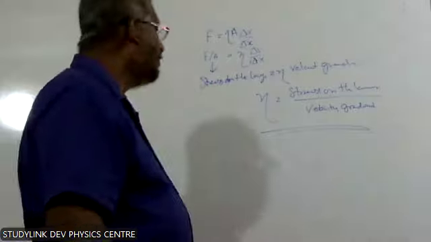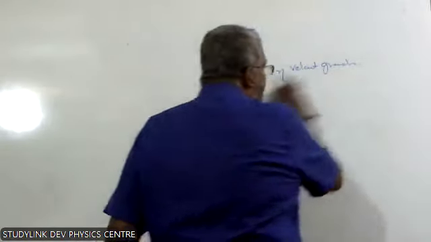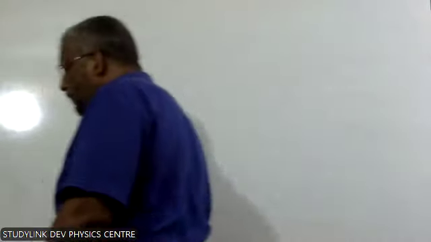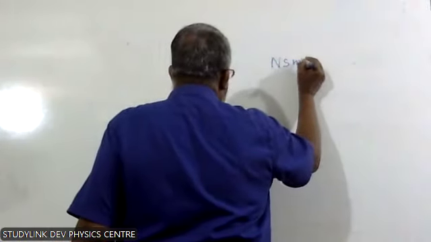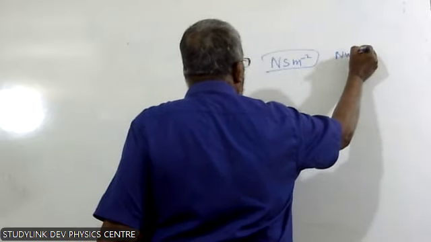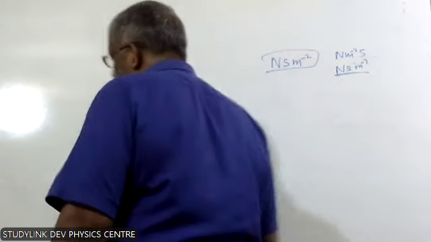The following table shows the coefficient of viscosity of different liquids at 15 degrees Celsius in SI units, N s m minus 2. Normally we write it like this, with the positive powers taken first.